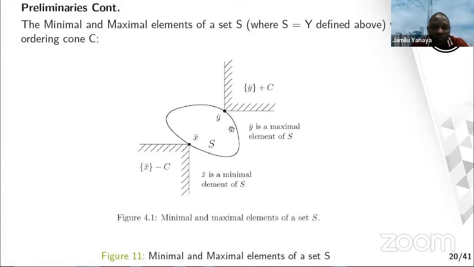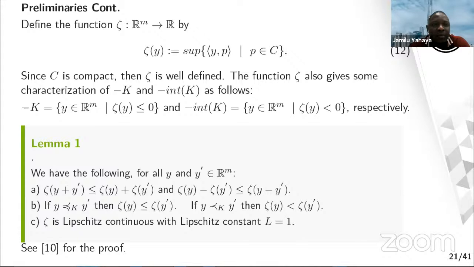So now we are going to define a function zeta from R^m to R by equation 12. Since we already mentioned earlier that C is compact, then zeta is well defined. The function zeta also gives some characterization of the negative cone and the negative interior of a cone as follows, that is, by this set respectively. Then one more important thing is this lemma that also gives more characterization of our zeta, which we defined in equation 12.